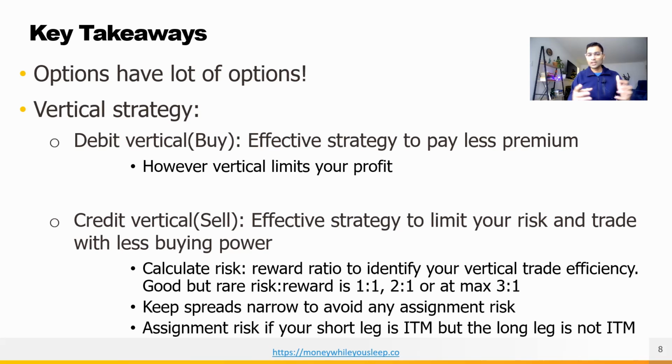You should always try to keep spreads narrow if you're a seller of the vertical, because that will help in avoiding the risk of assignment. Because if you have got a very wide spread, there is a possibility that you will have that scenario 3 happening, and the stock will lie between those two strikes. So then you will have assignment risk, and then you will have to manage it. So it's better to keep the spreads narrow so that you avoid that risk. And assignment risk, as we have seen, happens when your short leg is in the money but the long leg is not in the money.